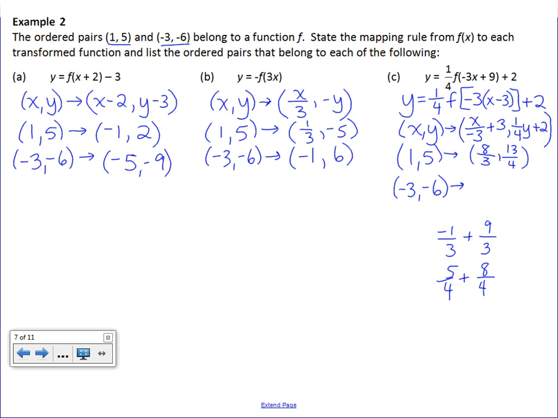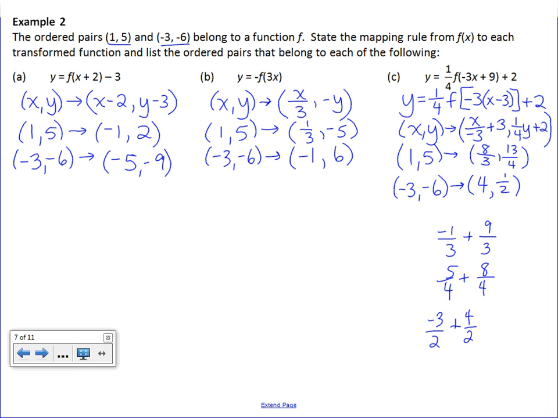All right, let's do -3, -6. So -3 actually works out kind of nicely here. -3 divided by -3 is 1, plus 3, 4. And then -6, not so fun. So I have -6 over 4, which is really -3 over 2 plus 2, which is really going to be 4 over 2, so I end up with half.